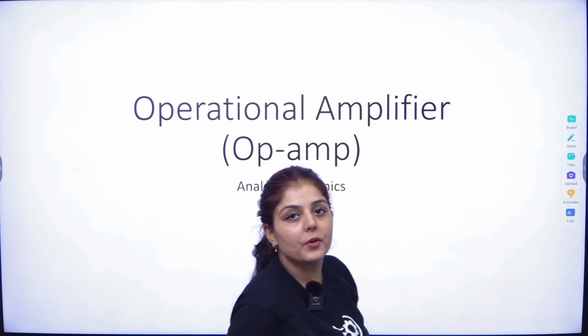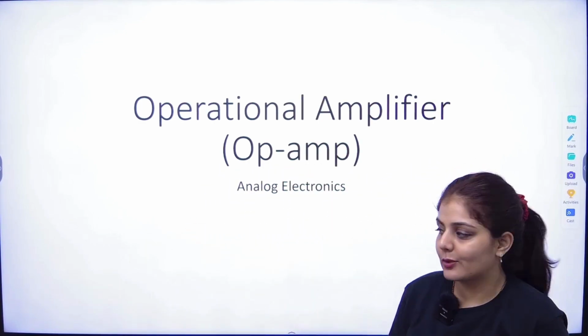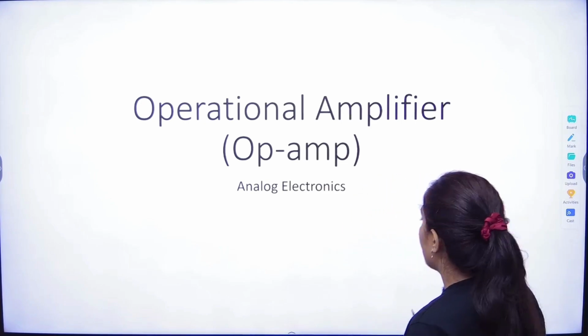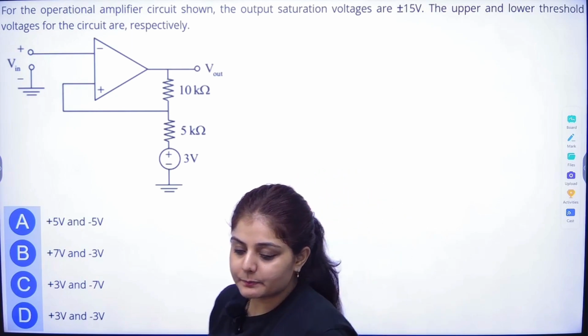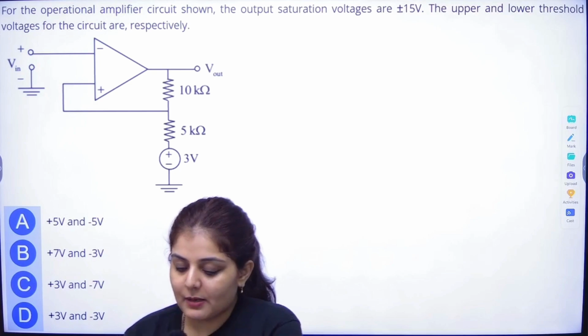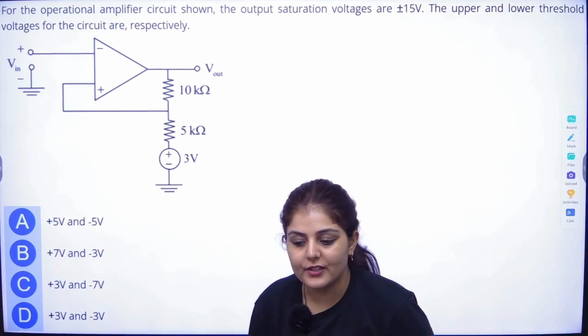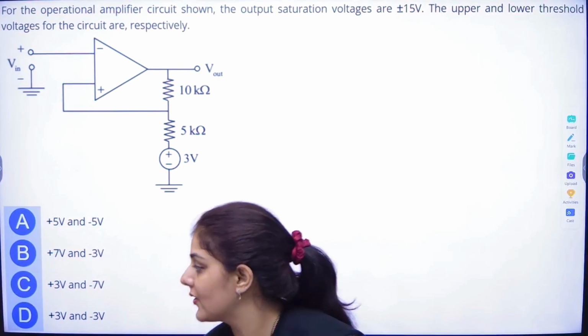Hello everyone. So we were doing questions on operational amplifier, which is a part of analog electronics. So let's just move on with our questions. What does our next question say? It says that for the operational amplifier circuit, the output saturation voltages are plus minus 15 volt. The upper and the lower threshold voltage for the circuit are respectively.